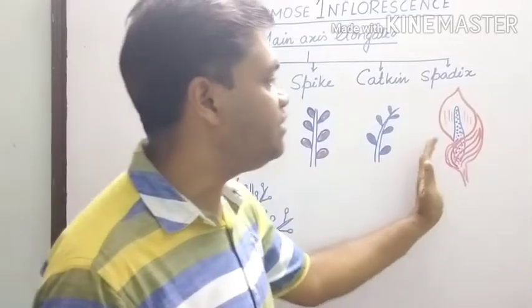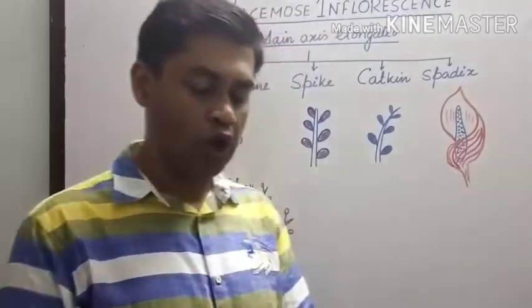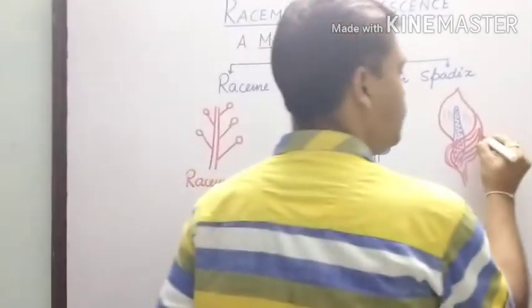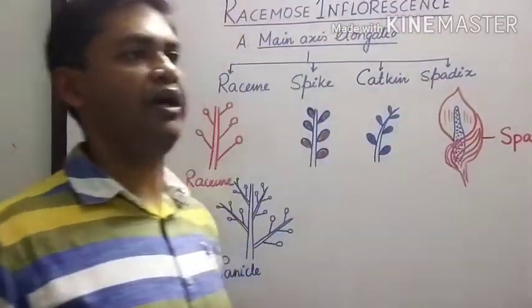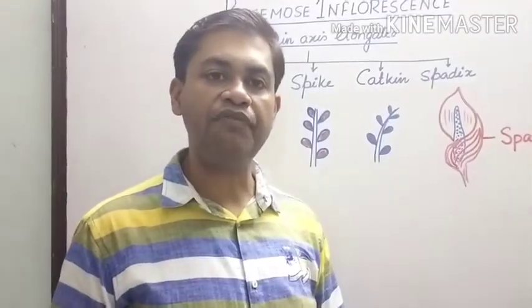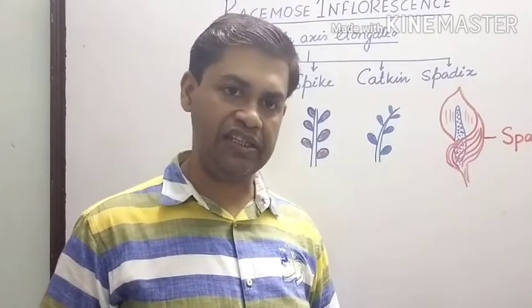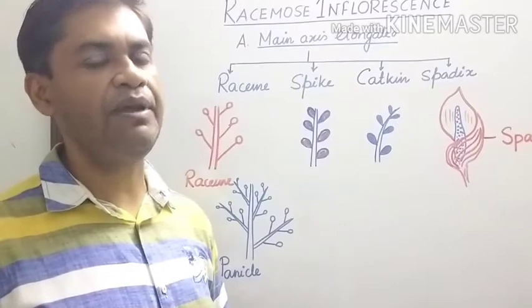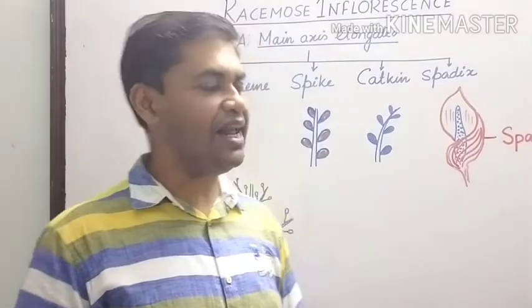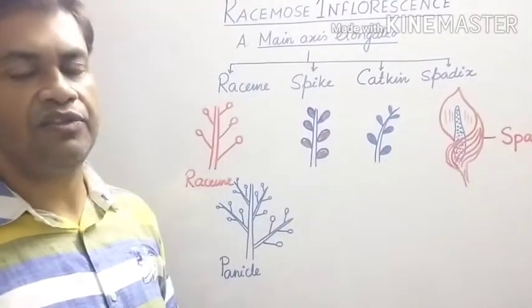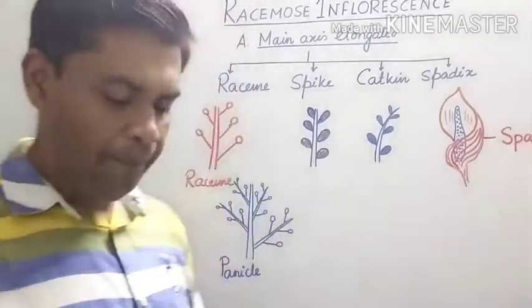Is it clear? And it remains covered by the bract, a bract meaning a thin, skin-like covering, like a veil, which is actually called the spathe. This covering is called the spathe, S-P-A-T-H-E. Is it clear? Here the spadix is a type of inflorescence where the sessile flowers are born onto the fleshy axis, and this fleshy axis remains covered by the bract, which is called the spathe. Is it clear? This is the total of the main axis elongated under racemose inflorescence.